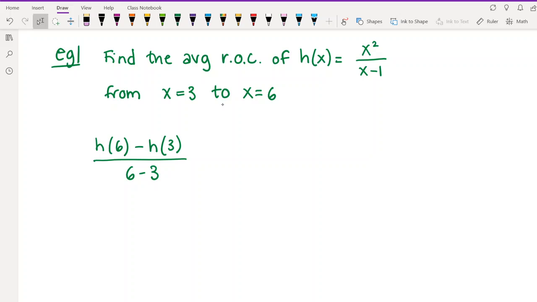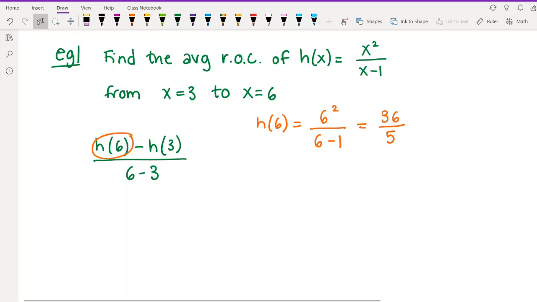So the reason I picked this example is because it's going to give us some more practice with fractions, which I think everyone can always use a little more practice with. So let's start with h of 6. We're going to plug in 6 for x, and we'll have 6 squared over 6 minus 1. So that's going to give us 36 divided by 5. And that can't be simplified. We'll see an example later where a fraction can be reduced, but basically there are no common factors with 36 and 5, so that's as far as we can simplify that fraction.